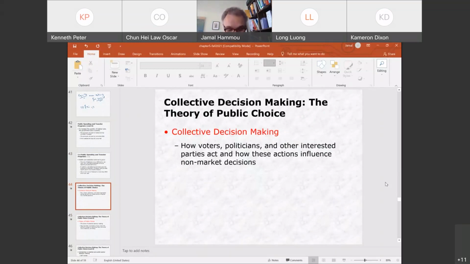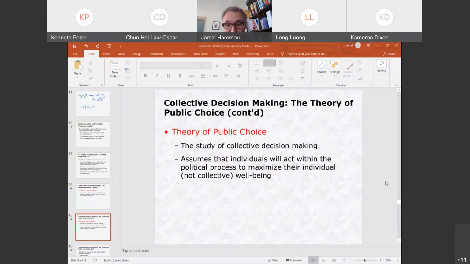No, we have a jar of money, we have to decide how to spend it together. Versus the private sector, where you cannot decide yourself what you want to buy. That's called the theory of public choice. We want to study how we make decisions collectively.